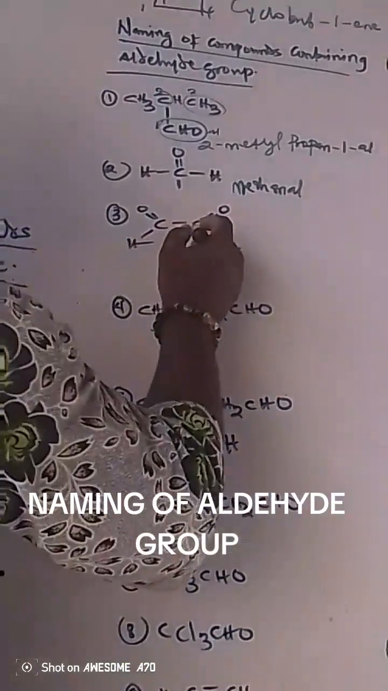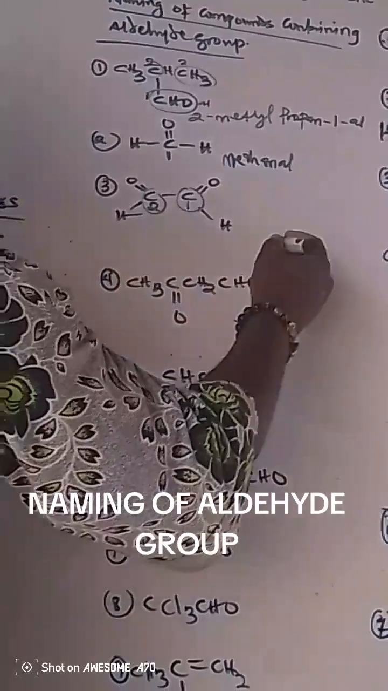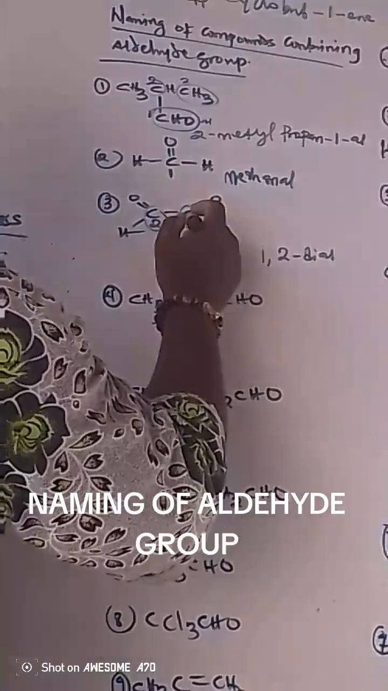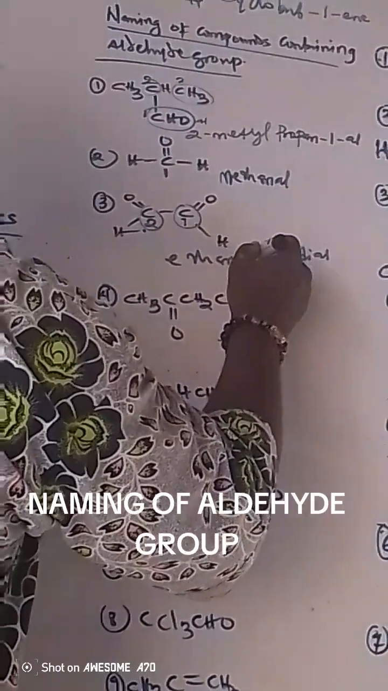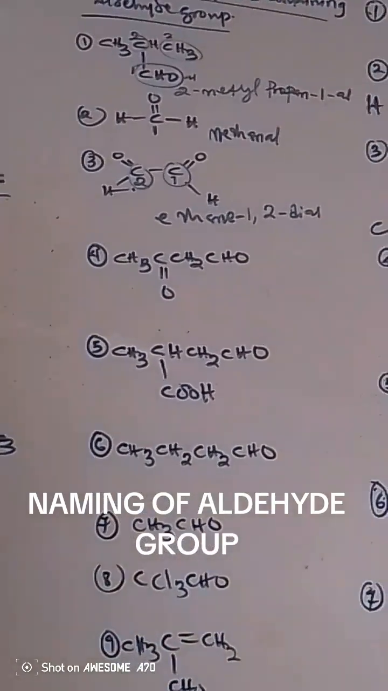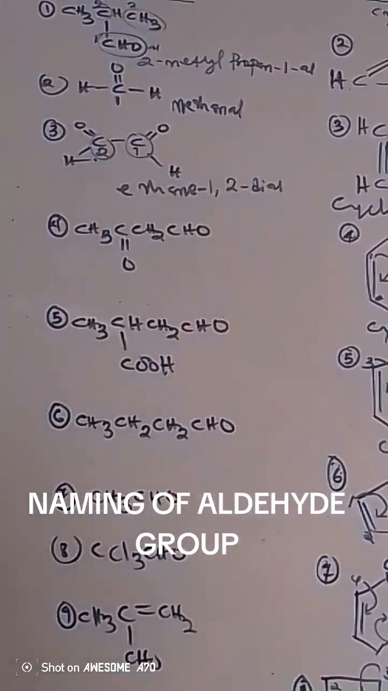Okay? So look at this. Carbon 1 and carbon 2. We have 1-al. We have 2-al. First and foremost, this is 1,2-dial. Ethane, so ethane-1,2-dial. Okay, ethane-1,2-dial. Ethane-1,2-dialdehyde. Do you understand me?